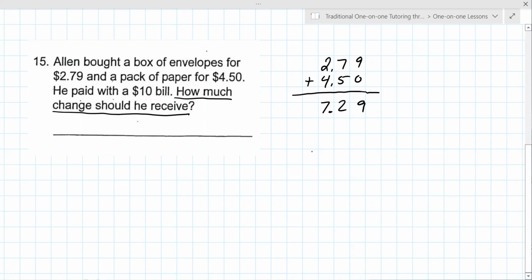Now this is maybe the hardest part here, you're 10 and you're subtracting 729. And I don't do it this way. I wouldn't now, but maybe you want to do it this way, but this is not the ideal way to do it. It's better to figure out what you need to get to 10.